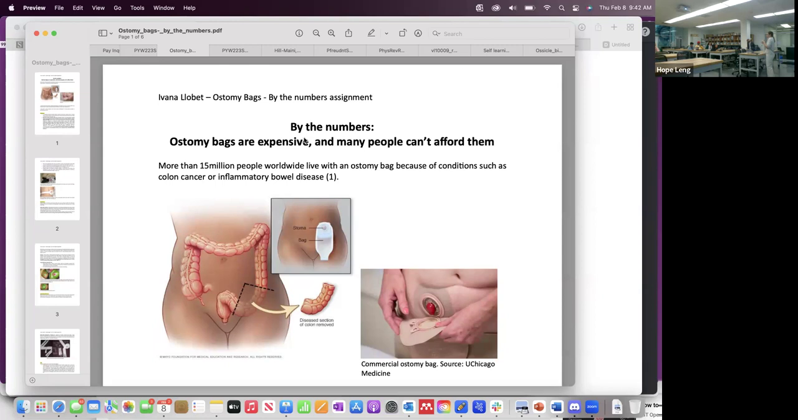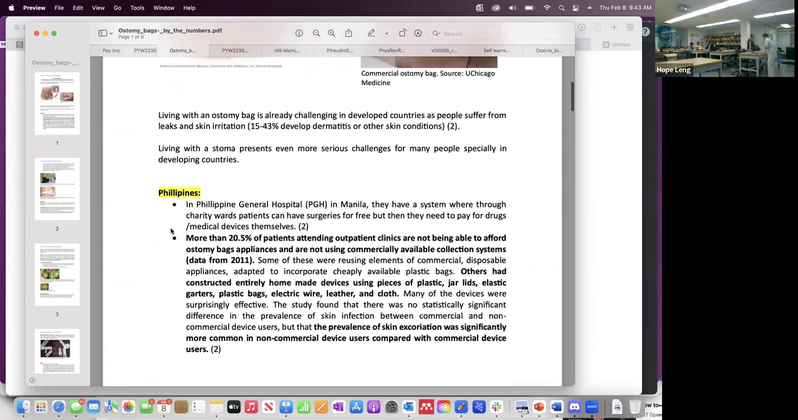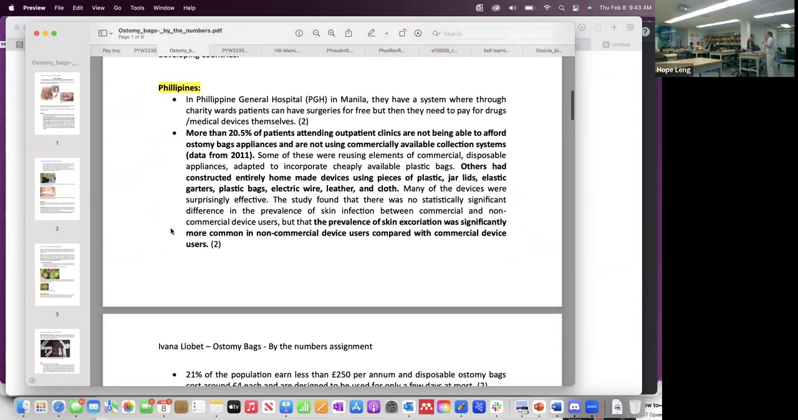Sometimes it's temporary and they can revert the surgery, especially in children, but most people would live with it forever. And this bag is something that they change every day, sometimes every 2 days, and they just throw it away and put a new one. And I was having a look, and I saw that, for instance, in the Philippines, they offer the surgery for free.